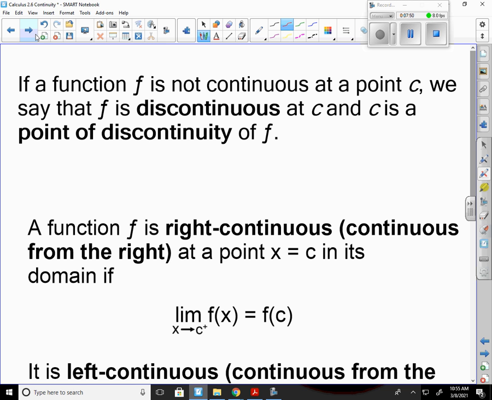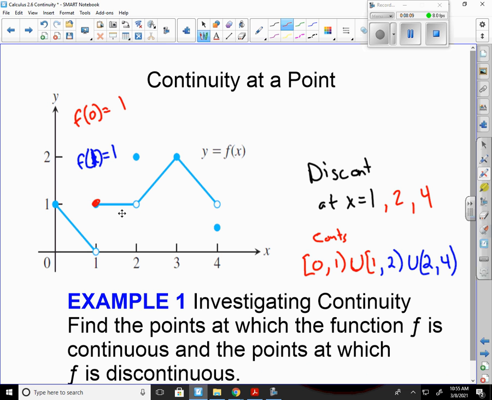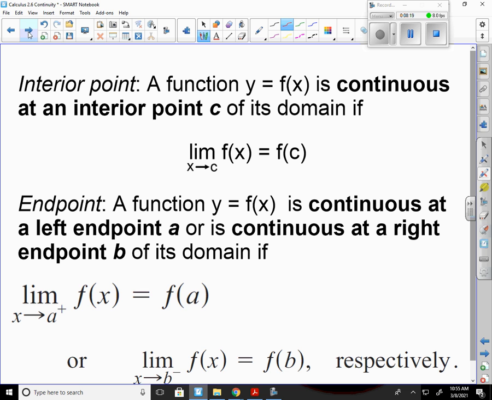A function f is right continuous, or continuous from the right, at a point x equals c in its domain if the limit as x approaches c from the right of the function equals f of c. That's like this one. This point here was right continuous. Now, is it continuous overall? No, because I have a jump here at 1, but it's right continuous.